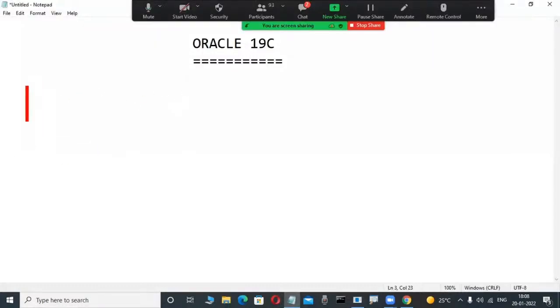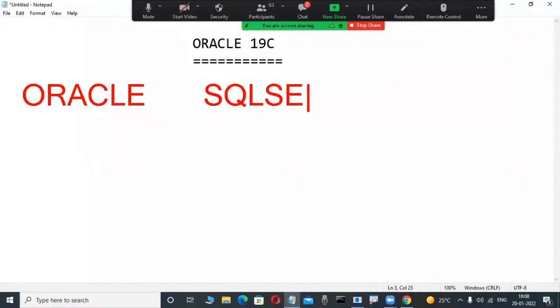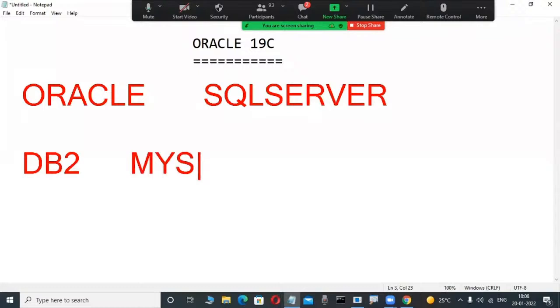Not only Oracle, so many database products are available on the software side. Suppose Oracle is a database product from Oracle Corporation. Different companies. SQL Server is a database product from Microsoft. DB2 is a database product from IBM. MySQL is an open source database product, but nowadays Oracle Corporation has purchased it.